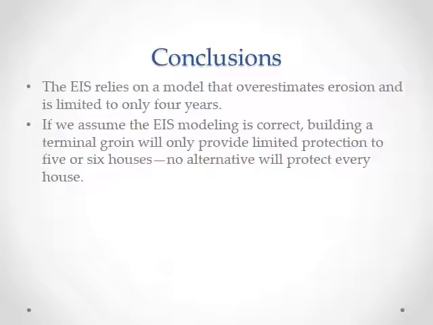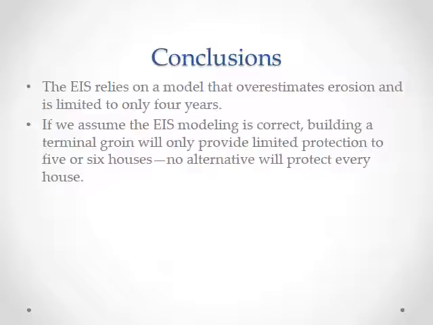But if we assume all of that is right, the difference between doing nothing at all, spending no money, and building a terminal groin and committing to that long-term investment is, based on their modeling, 5 or 6 houses. Andy summarized the fiscal impacts better than I can, but I think we can all look at better ways to deal with 5 or 6 houses than building a terminal groin. A better way to protect those houses.